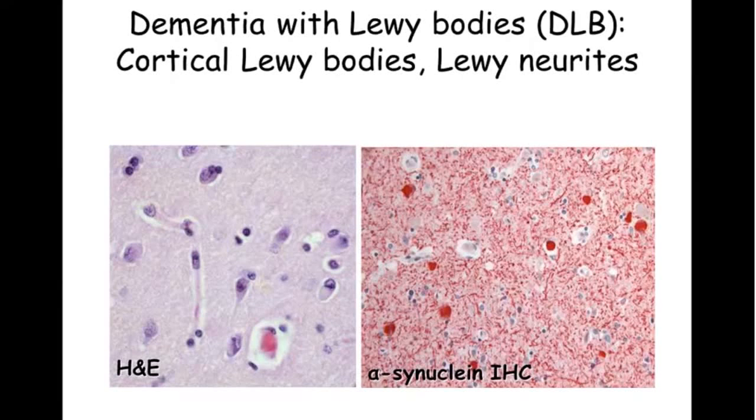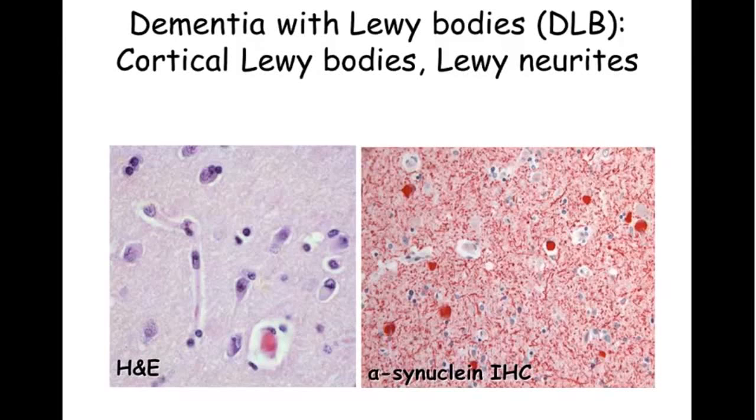This is an example of the advantage of alpha-synuclein immunohistochemistry in identifying Lewy bodies and Lewy neurites in the neocortex of a patient who had dementia with Lewy bodies. On the left is an H&E stain section demonstrating a single neuron on the right-hand side containing a Lewy body in its cytoplasm. Cortical neurons, unlike substantia nigra neurons, do not have neuromelanin pigment in them, and this makes Lewy bodies much more difficult to identify in H&E stains of cortex.